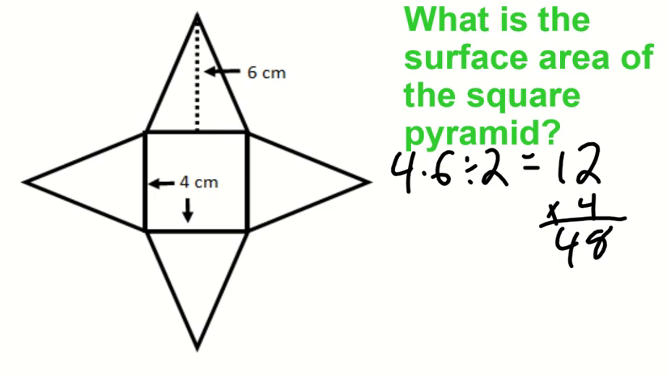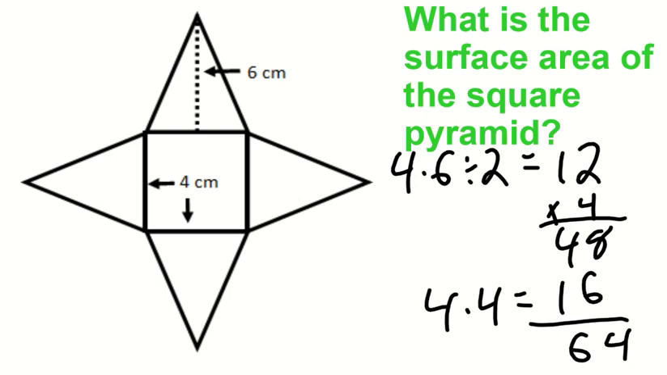Area of the square, length times width, which is 4 times 4, so that's 16. We add those two together, the 4 triangles plus the square, and that's going to give you 64. Okay? Any questions on that? I said a lot of times that's a calculator thing, but sometimes they sneak these in the inactive.